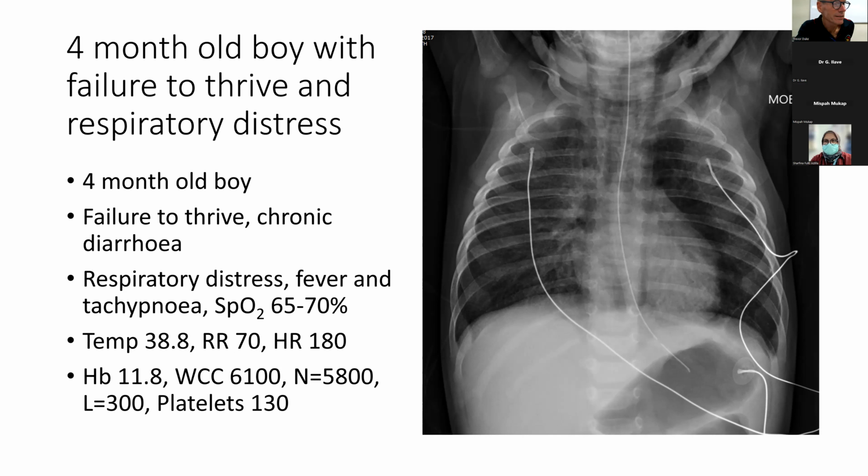This was his full blood count, all right? And this was his X-ray. Can someone describe the X-ray?